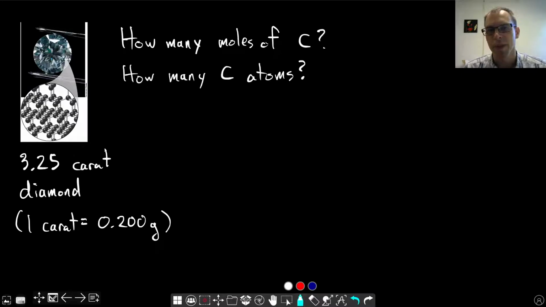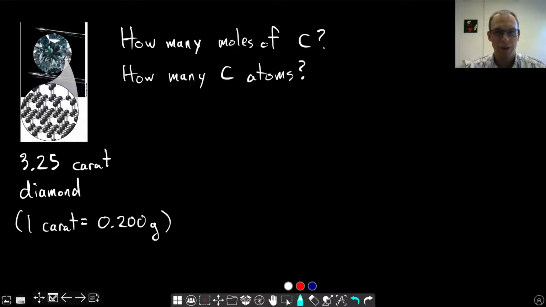With the concepts that we've talked about, we can answer questions like this. Say I have a 3.25 carat diamond. A diamond is a solid that is composed entirely of carbon, the element carbon, which is number 6 on the periodic table. And the structure of it looks a little bit like this. So this is kind of depicted here.